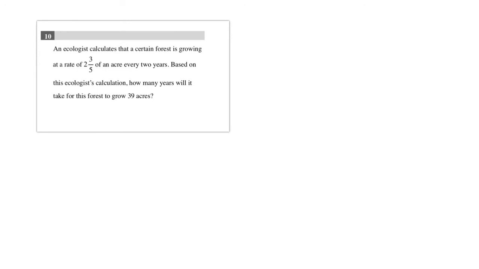Okay, so for the next problem, an ecologist calculates that a certain forest is growing at a rate of 2 3/5 of an acre every 2 years. Based on this ecologist's calculation, how many years will it take for this forest to grow 39 acres? Well, this is another case where a proportion would be a decent way to go. And we could have acres over years.